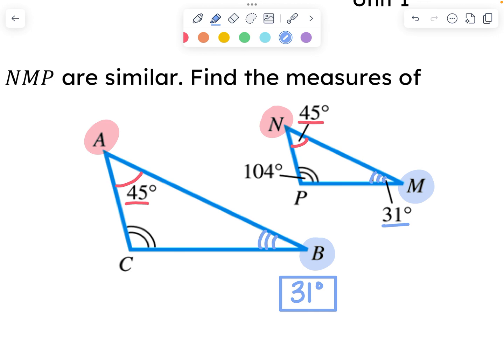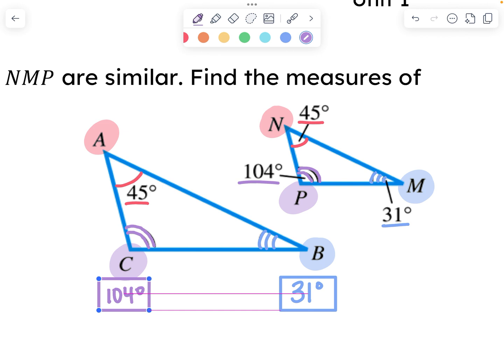And then C has 2 tick marks and P has 2 tick marks. 1, 2. Let's draw that a little nicer. 1, 2. So if P is labeled 104, then C should also be 104 degrees.